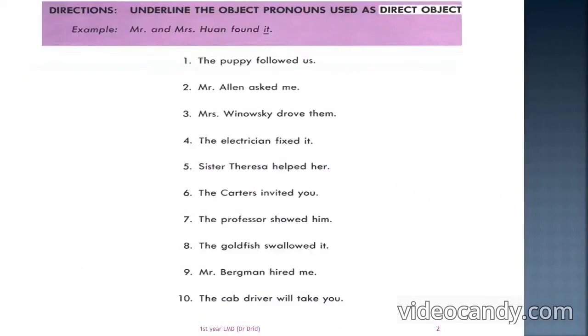The second exercise: underline the object pronouns used as direct object. In these sentences, there is a direct object, but it is not a noun or a noun phrase. It is a pronoun, an object pronoun. An example, Mr. and Mrs. Huan found it. What did they find? They found it. It is the direct object. You are asked to do the same in the rest of sentences.